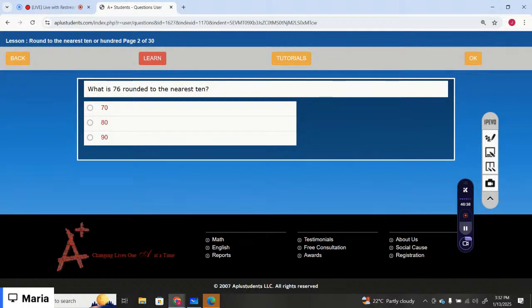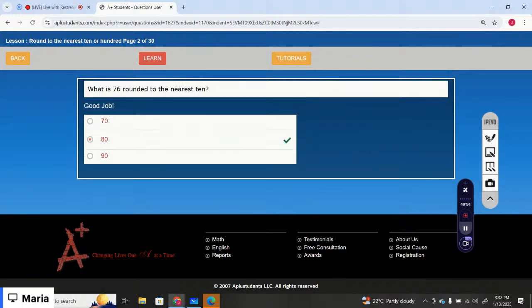What is 76 rounded to nearest 10? So which is the correct option? 76 is rounded to 80. The correct option is 80.